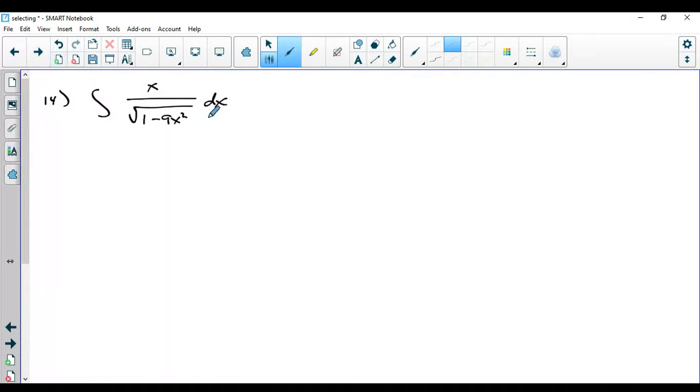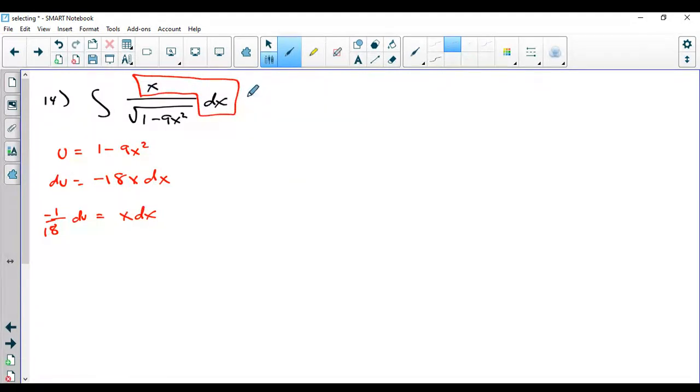All right, let's take a look at 14. So 14, again, don't overthink it. It looks like a regular old u substitution is going to work here. So if I let u equal 1 minus 9x squared, du would be negative 18x dx. So the x dx is good. I see that. I don't see the negative 18. Not a big deal. Multiply both sides by 1 over negative 18, which is negative an 18th, right? And you get this. And so now think about it. This chunk of stuff right here is negative 1/18 du.